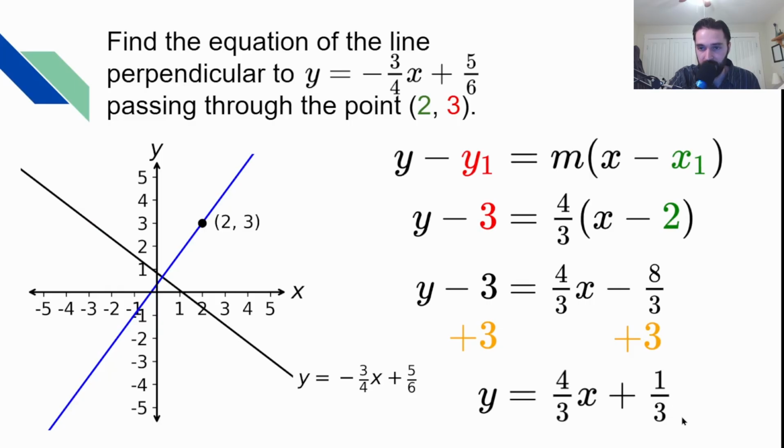So I'm skipping the work of showing the common denominator process. I hope that's all right. If you were working on this for one of your classes, you would want to show that work. So this is my final answer. y equals 4/3 x plus 1/3. This is the equation of the blue line.